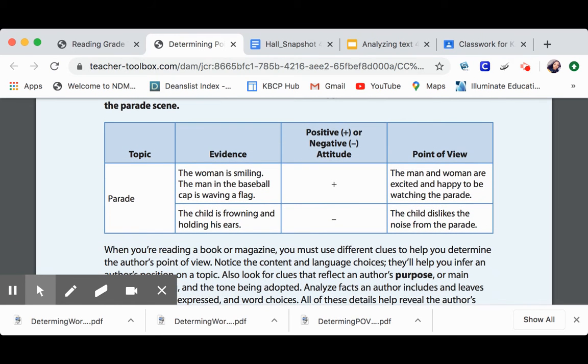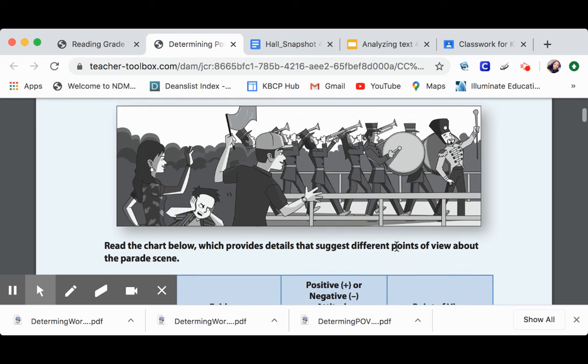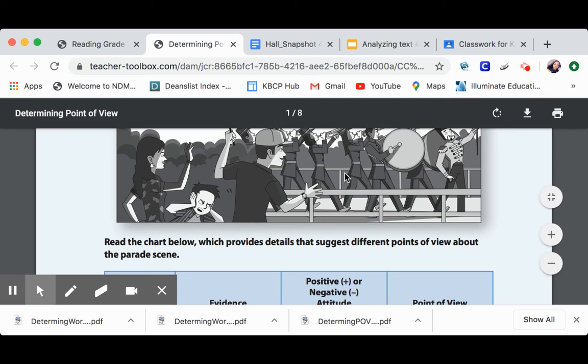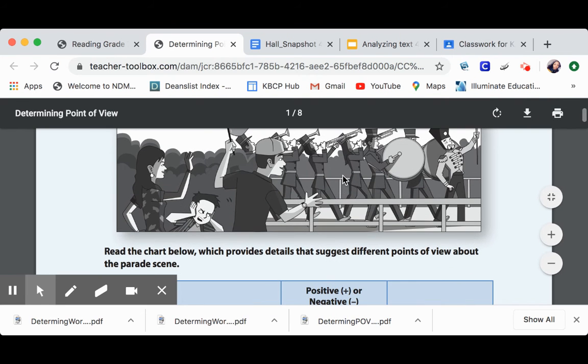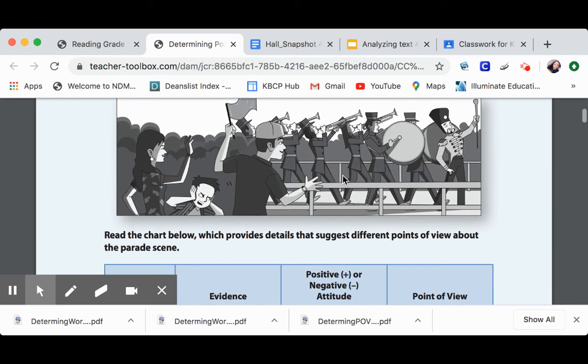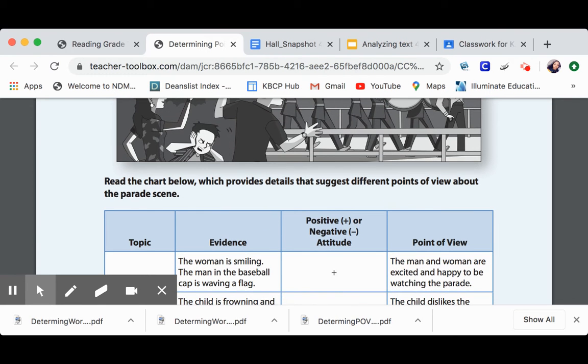Okay. So I just want you guys to remember that picking up clues indicates a positive or negative attitude when we're reading, right? It helps us to understand the point of view about the topic. The topic at hand right now would be this illustration. That sounds familiar, right? So let's go ahead and move down just a tad bit, not too much.